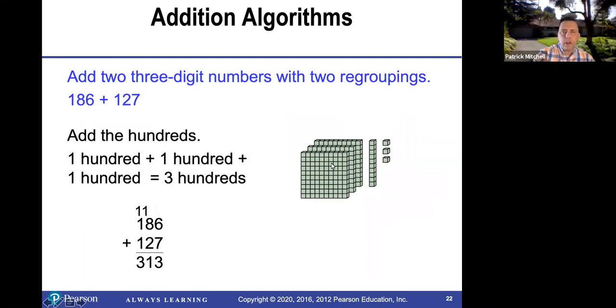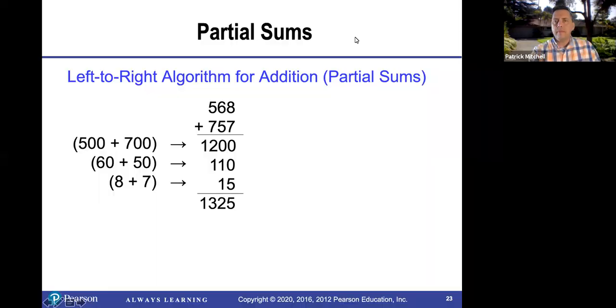And then finally we'll add our hundreds, which are represented by flats. And that comes out to 3. So the answer to 186 plus 127 is 313.